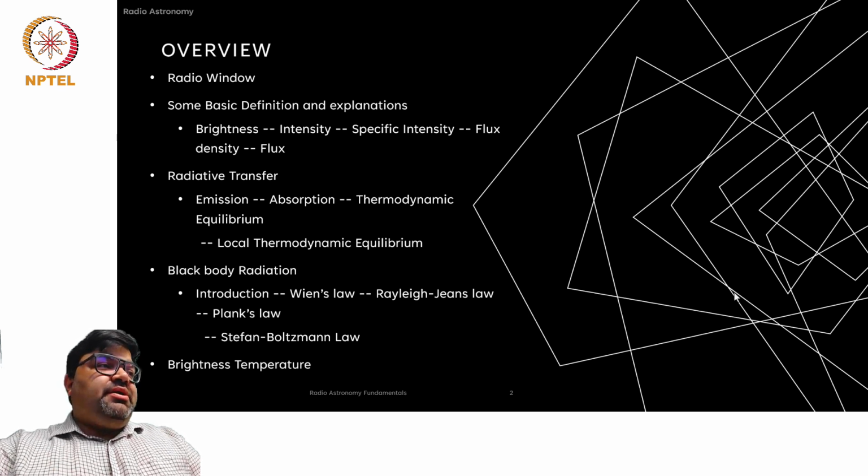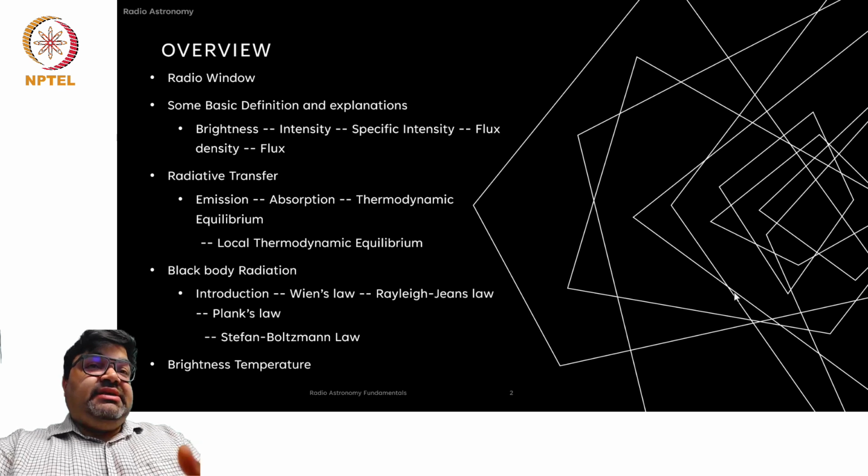This lecture we are going to concentrate on defining very specific fundamental quantities of electromagnetic radiation. We talk about the brightness, the intensity, specific intensity, flux density, etc. We also talk about how, when radiation propagates through a medium, it suffers emission and absorption, so there's a radiative transfer process involved. We talk about how stars radiate, how they are very close to something called black body radiation, and the different limits of black body radiation: Wien's law, the Rayleigh-Jeans limit, which is mostly applicable to radio astronomy, and the Stefan-Boltzmann law, ending with a concept very important to radio astronomy called brightness temperature.